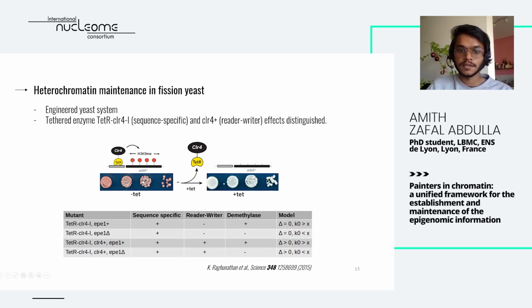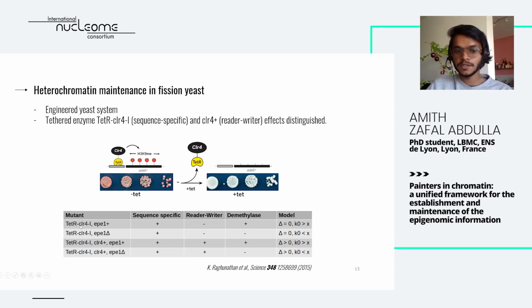So here, in all the cases, initially you establish a methylation profile, a repressive state, and then we add tetracycline and the enzyme unbinds, and we basically study the evolution of marks. Or in this particular experiment, they're actually looking at the gene expression, like proteins from the region.